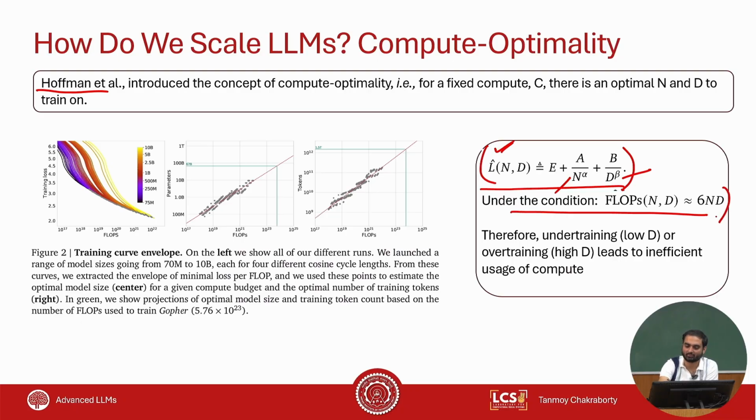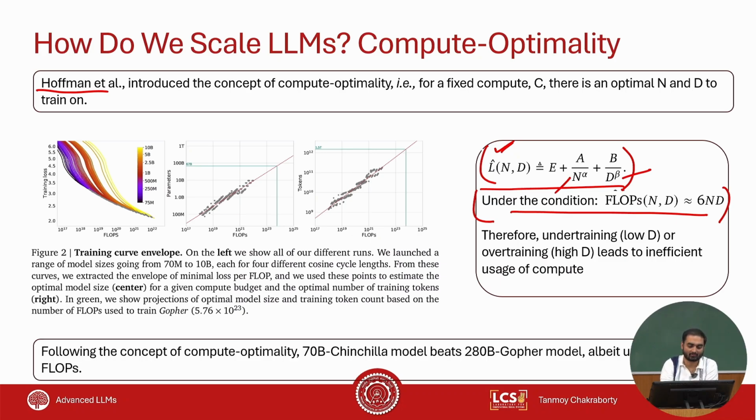Now, given this compute, you can think of either increasing parameters or increasing the dataset size, and so on and so forth. They showed that if you follow this kind of equation or relation, their Chinchilla model, which is a 70 billion parameter model, can beat their previous model, the Gopher model of size 280 billion, following this law.